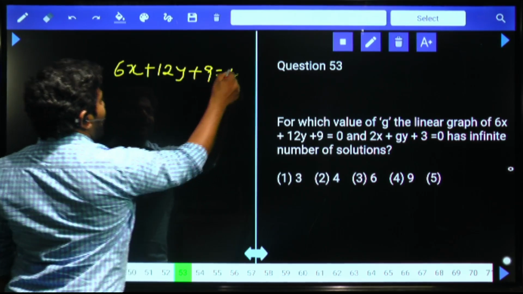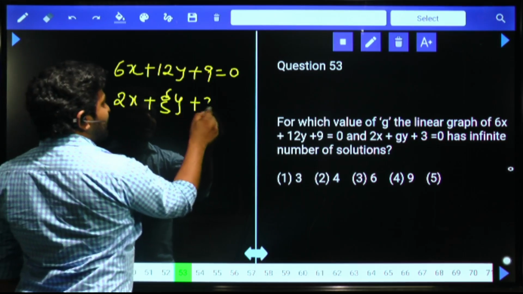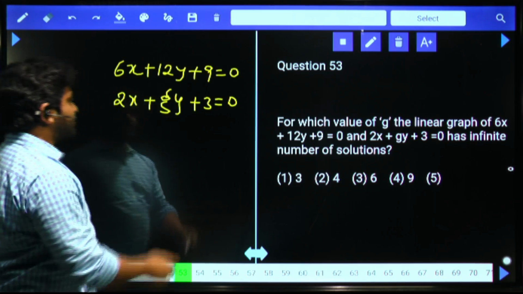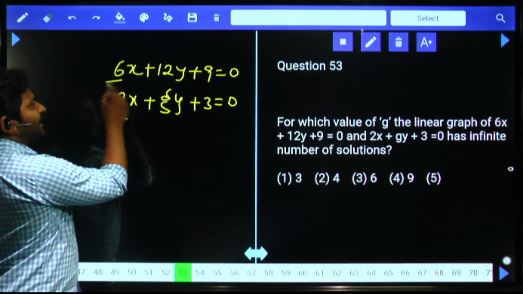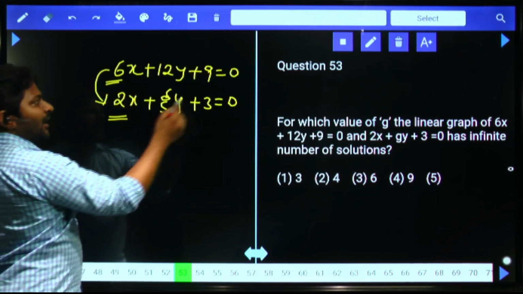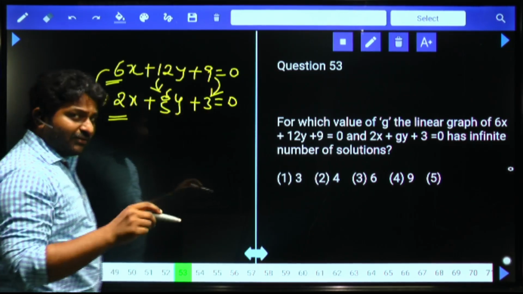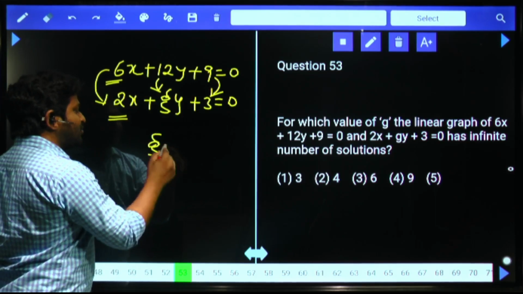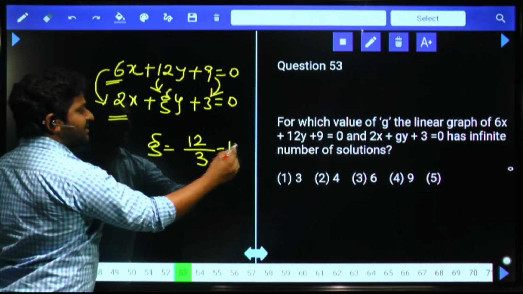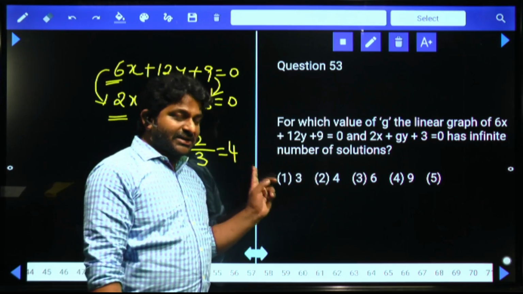Next, for which value of g does the linear system 6x plus 12y plus 9 is equal to 0 and 2x plus gy plus 3 is equal to 0 have an infinite number of solutions? When you want multiple solutions, just observe the coefficient of x, y and then the constant. The coefficient of x becomes 1/3 and the constant also becomes 1/3. Then the coefficient of y should also be 1/3. Hence the g value should be 1/3 of the coefficient of y in the first equation, so that is equal to 4. The answer is option 2.